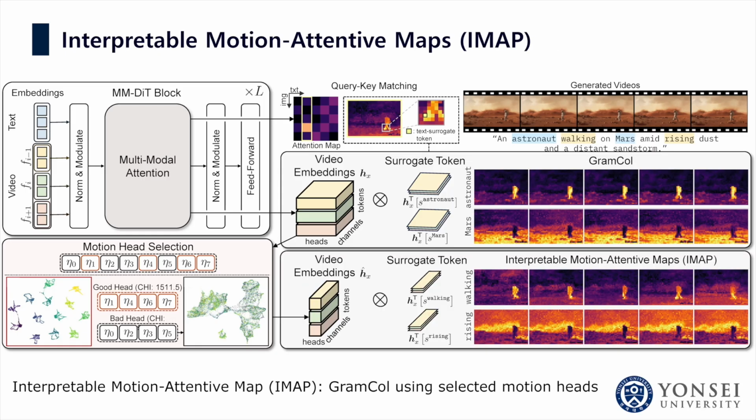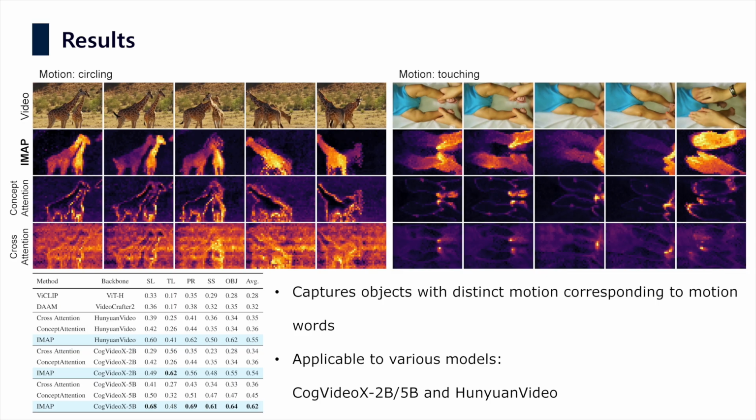In summary, our method first selects informative layers. Then, it finds the text surrogate visual token using query key matching. Next, it computes gram-col using only the selected motion-related heads. The resulting motion saliency map is called the Interpretable Motion-Attentive Map, or IMAP. The experiments show that IMAP outperforms existing baselines both qualitatively and quantitatively. IMAP can also be applied across multiple video DITs.